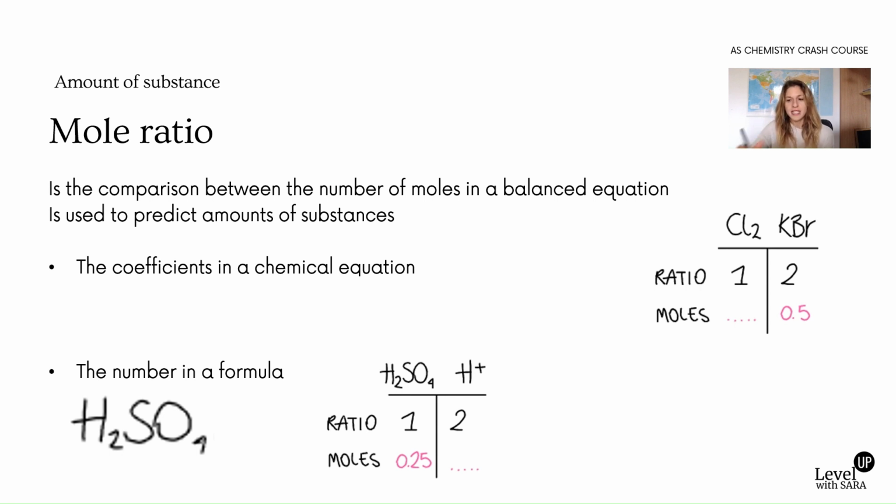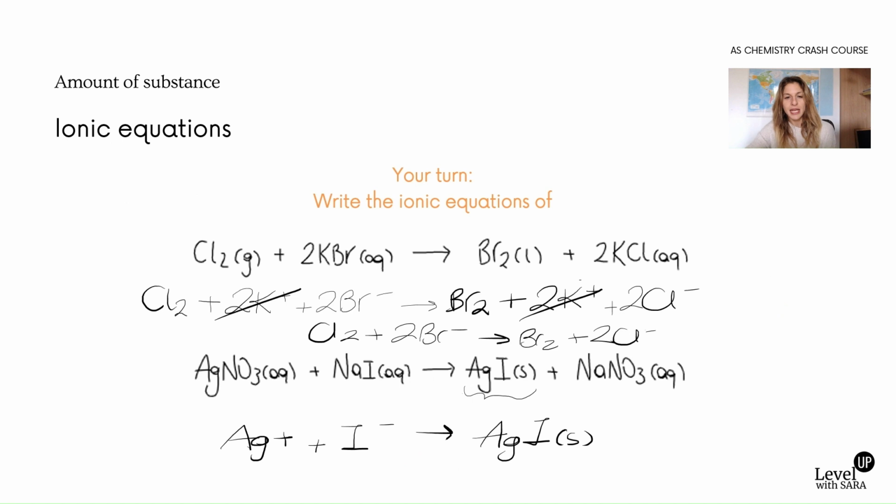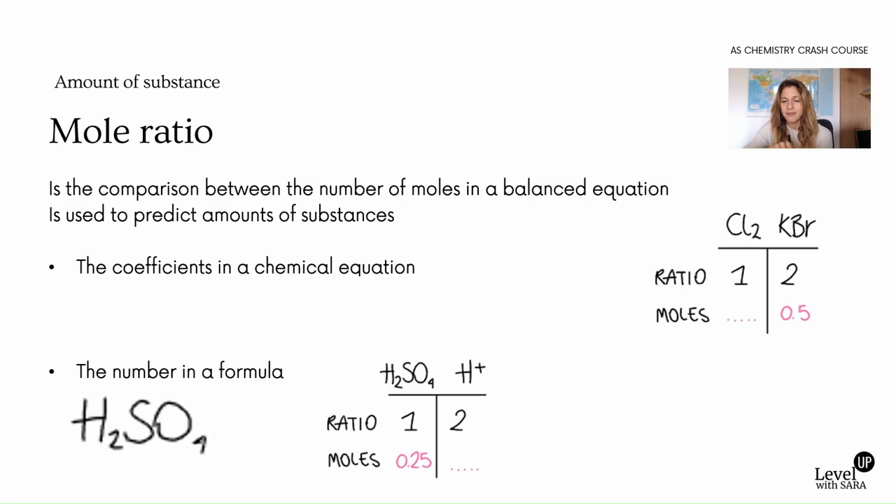For example, if we look at the balancing that we had before, chlorine with potassium bromide, the first equation there, we can see that the chlorine is 1, and the bromide has that big 2 in front, which means that their ratio is 1 to 2. So for every mole of chlorine that is formed, we would have double the amount of potassium bromide that reacts with it. Which means that if we have 0.5 moles of potassium bromide, how many of chlorine would we have?